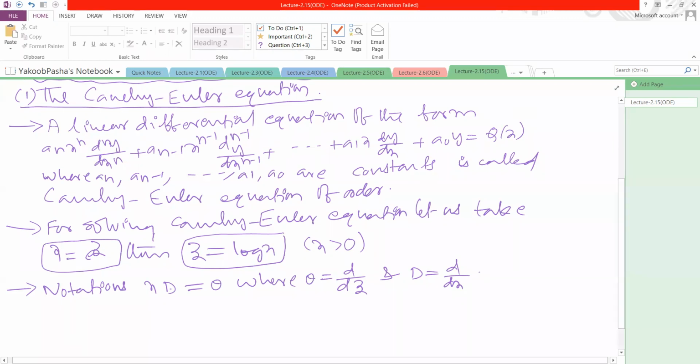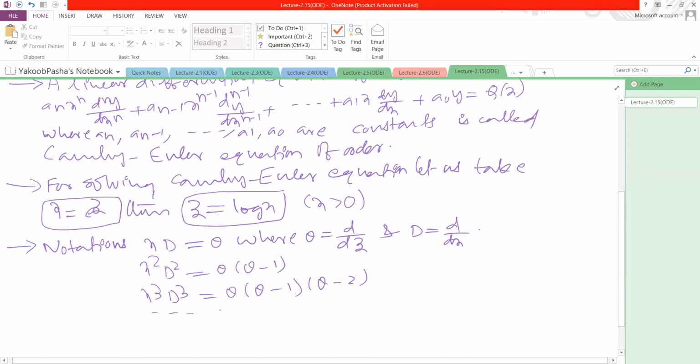Now, when x into D is equal to theta, then x square into D square is equal to theta into theta minus 1. X cube into D cube is equal to theta into theta minus 1 into theta minus 2, and so on. We can write x power n into D power n is equal to theta into theta minus 1 into theta minus 2, and so on, theta minus n minus 1.